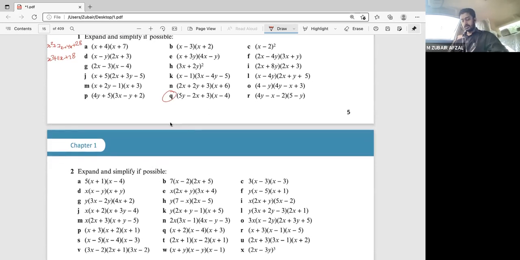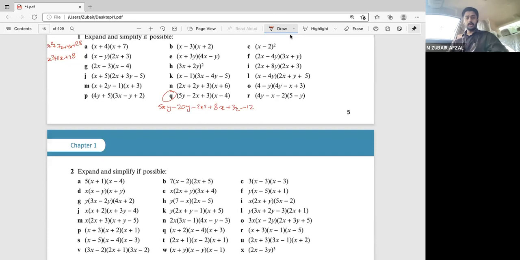This is something which was in grade 6, 7. Now we have 3 expressions in one and 2 in the other. So multiply first with both of these. 5y into x is 5xy. 5y into 4 is minus 20y. Done with these two. Next is minus 2x. Minus 2x into x is minus 2x squared. Minus 2 into 4 is plus 8x. 3 into x is 3x. 3 into 4 is minus 12.